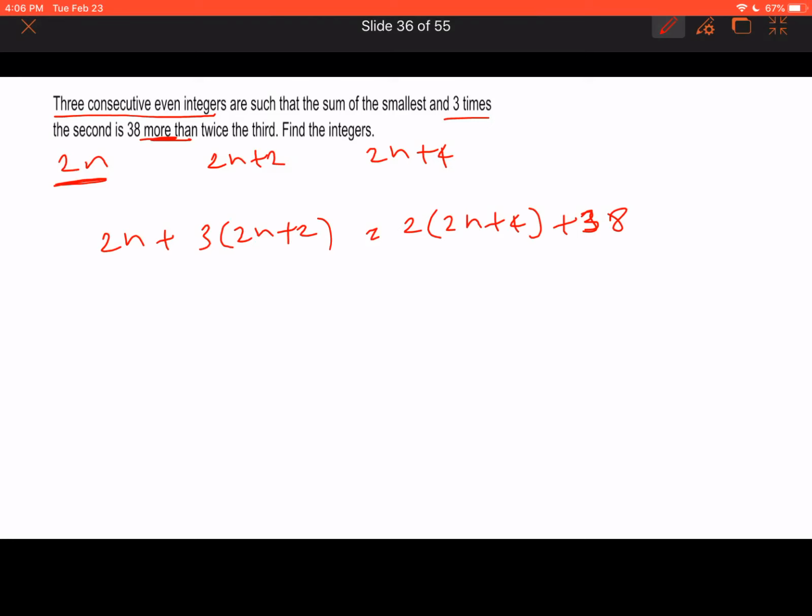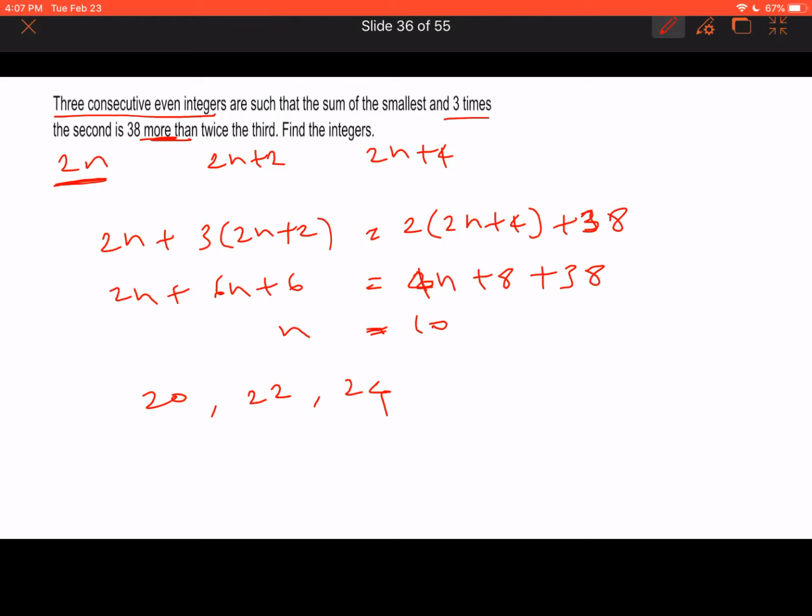Now solving this equation is going to be simpler. 2n plus 6n plus 6 is equal to 4n plus 8 plus 38. When we solve that, we get n is equal to 10. The first number is 2n, so it is 20. The second and third numbers are even integers, so 22 and 24. So these are the three consecutive even integers.